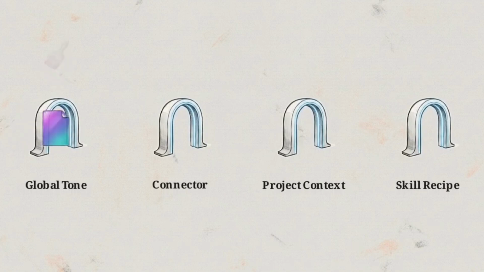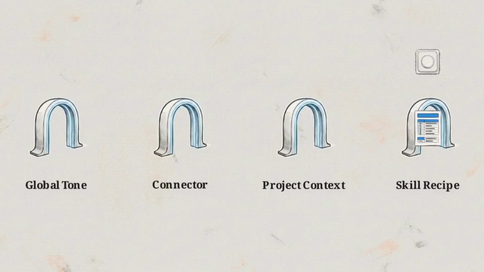The input passes through the global instructions for tone, the connector pulls the positioning document from Google Drive, the project applies the target audience context, and the installed skill enforces the script structure.